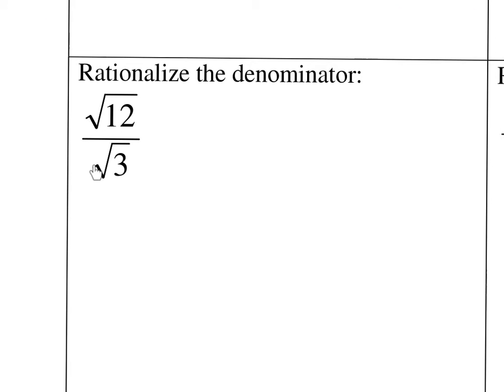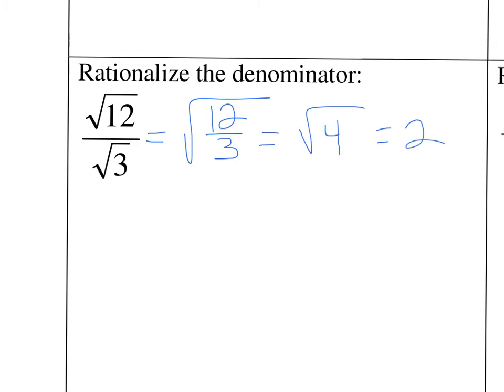All right, the square root of 12 over the square root of 3. If you remember from the fraction rules, we can put these back together. 12 is divisible by 3, so it might be beneficial for us to do this. Put these back together. 12 divided by 3 is 4. We get the square root of 4, which is 2.